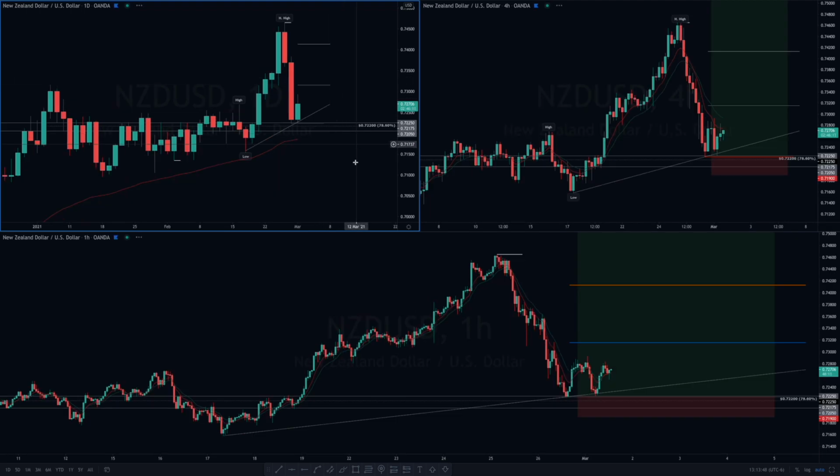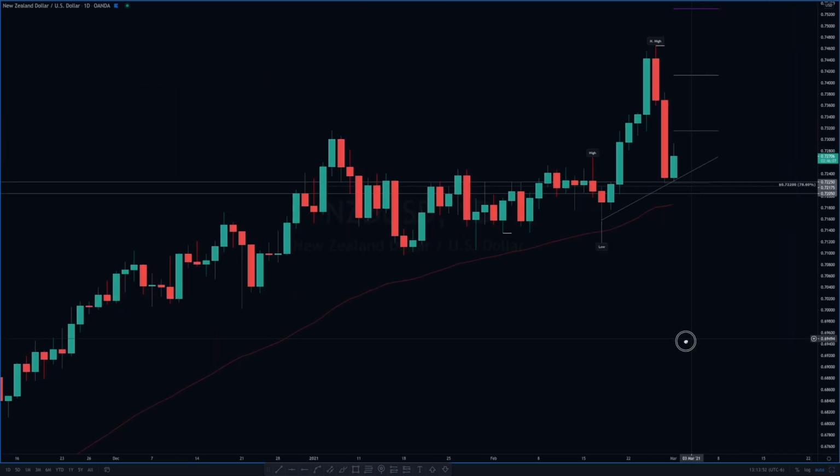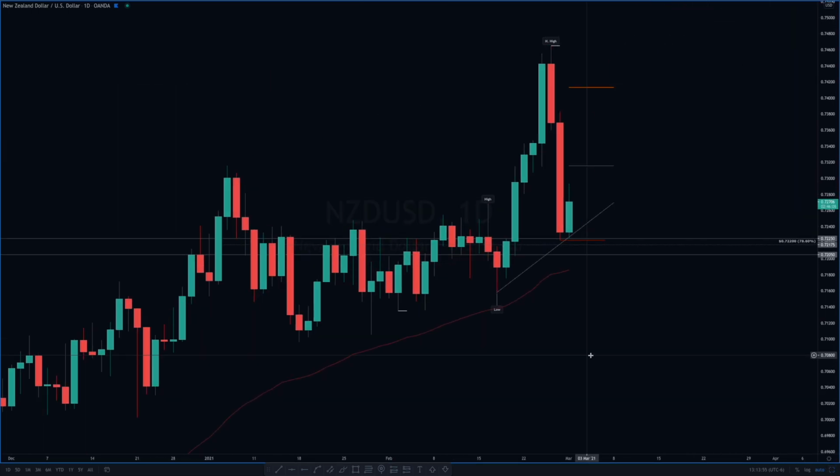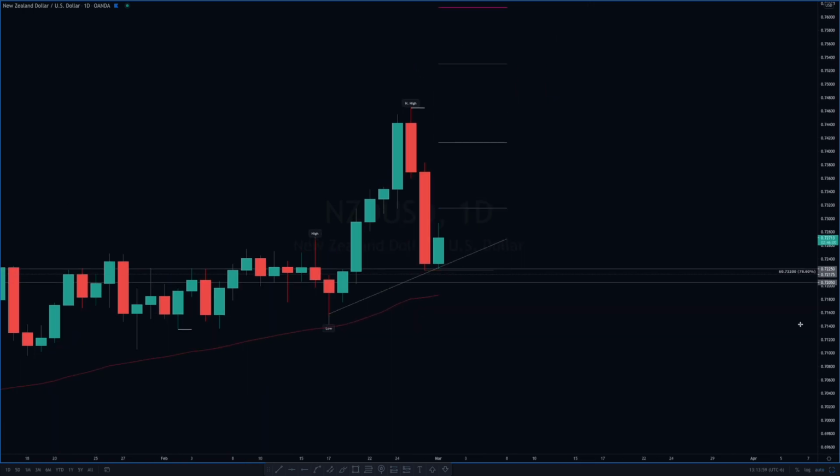Going on to my next pair, this is one that is still affecting me right now, which is New Zealand US dollar, which I was mentioning earlier. Now, this was just a simple market structure right here. If you notice, we have a high, we have a low, we have a higher high. So we can obviously see that we are in a general uptrend.